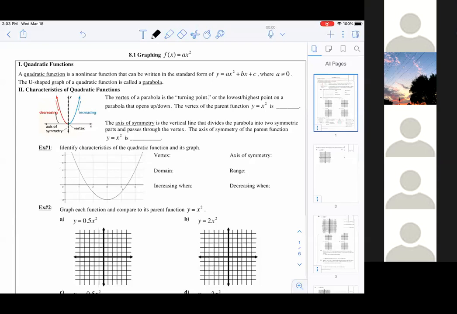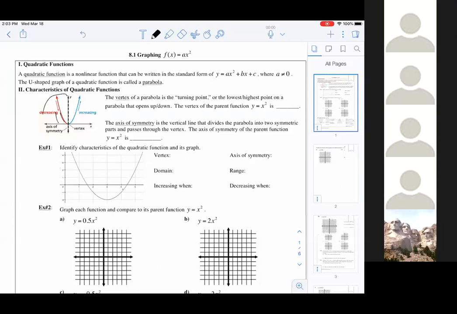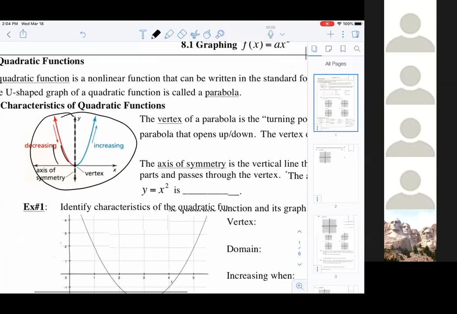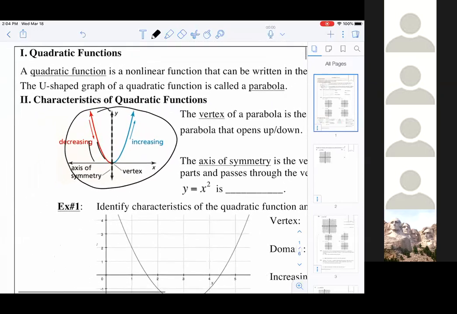Do you guys see the graph under the title characteristics of quadratic functions? This U-shaped graph right here is the graph of any quadratic function. This one right here is called a parabola. And that's the graph of any quadratic function. We're going to talk about the characteristics of this parabola.